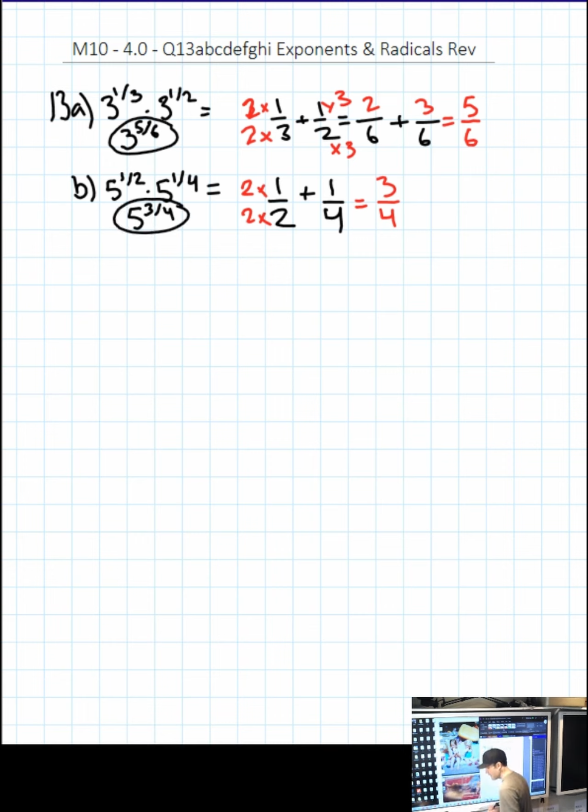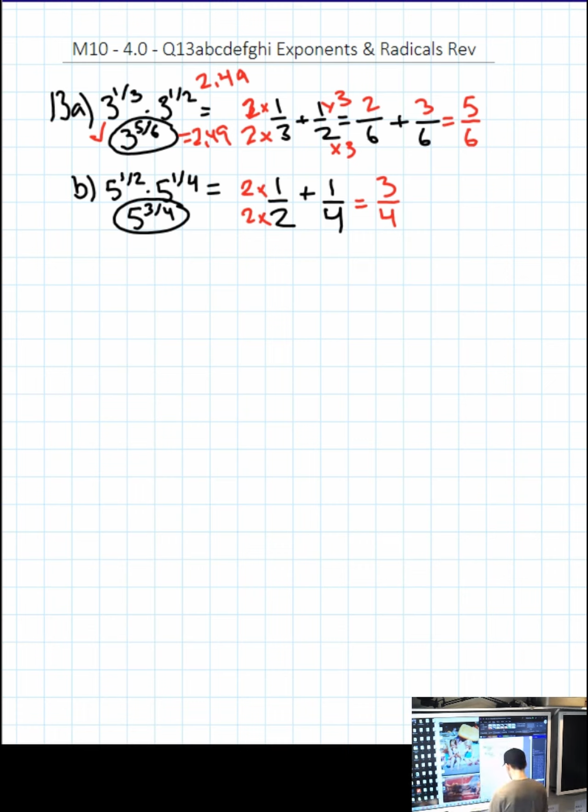Circle our answer. So in the last question, I forgot to check my answer, so I'm going to do that really quickly. Typing the question into the calculator, 3 to the 1 over 3 times 3 to the exponent 1 over 2. And if we type that in the question, we're going to get 2.49, 2.50. And if I type the answer, 3 to the exponent 5 over 6, I better get exactly the same thing, equals 2.49, which means we are correct.